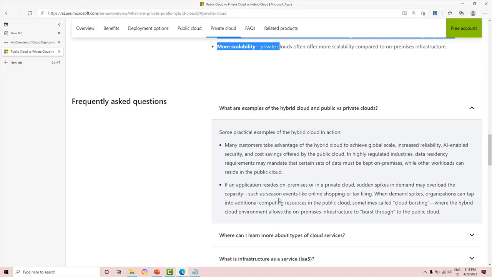Sudden spikes in demand may overload the capacity, such as some online shopping or tax filing in the government. So when the demand increases, the organization can take the service also from public cloud, sometimes called cloud bursting. So through the hybrid cloud environment, the organization allows on-premise infrastructure to burst through the public cloud. So the organization predominantly has a private cloud, but when the demand increases, they can avail the service from the public cloud computing also.